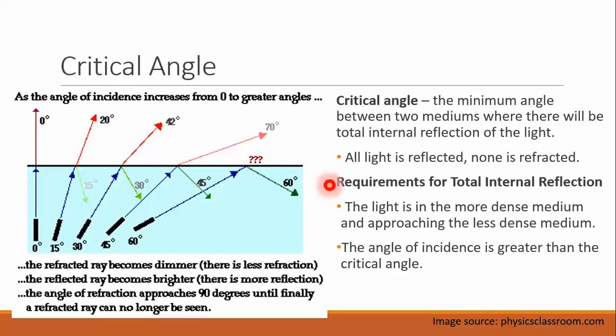So things that have to happen for total internal reflection: the light has to be in the more dense medium. So we can't go from air to glass and have total internal reflection. It has to be going from glass to air, or from the medium with the greater index of refraction. The angle of incidence has to be greater than or equal to the critical angle. That's the point at which we will have total internal reflection.